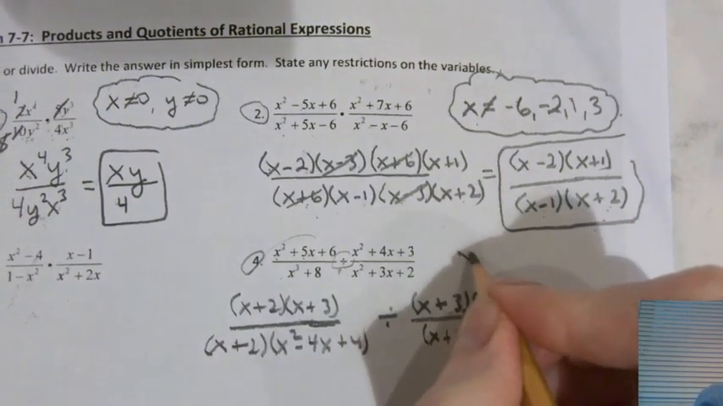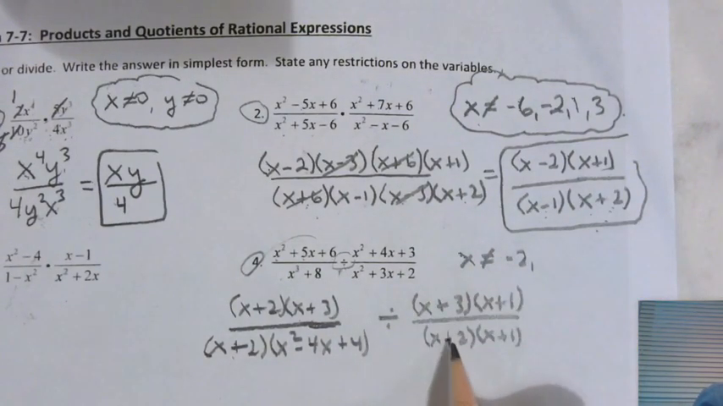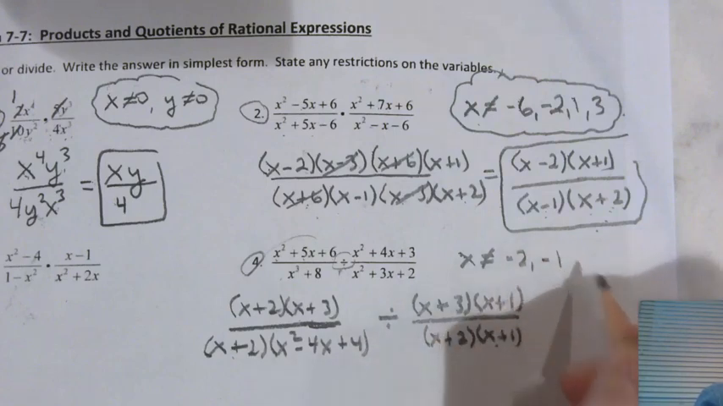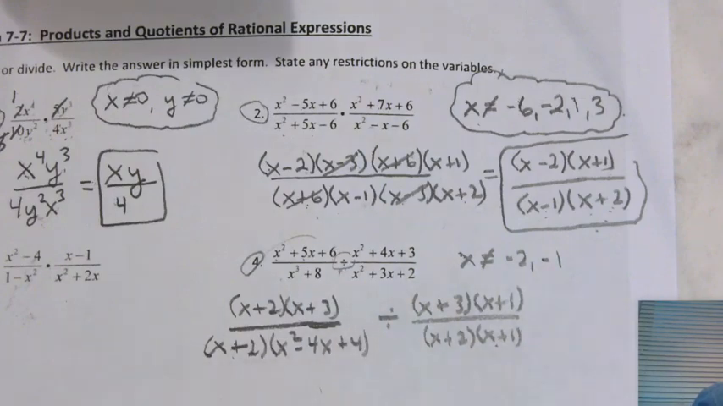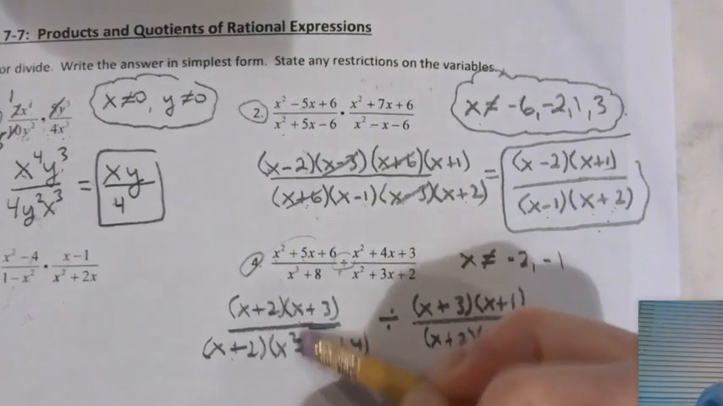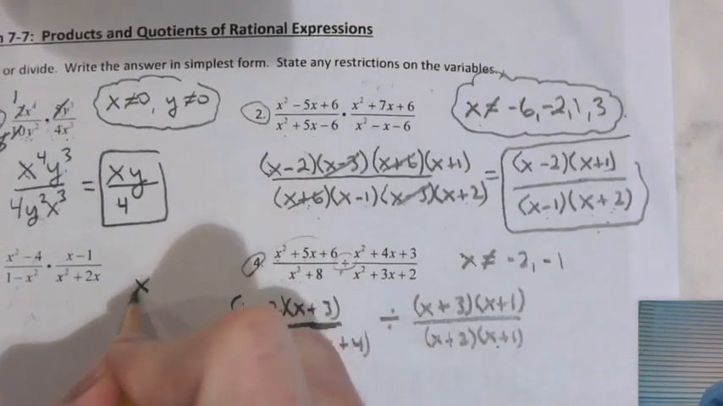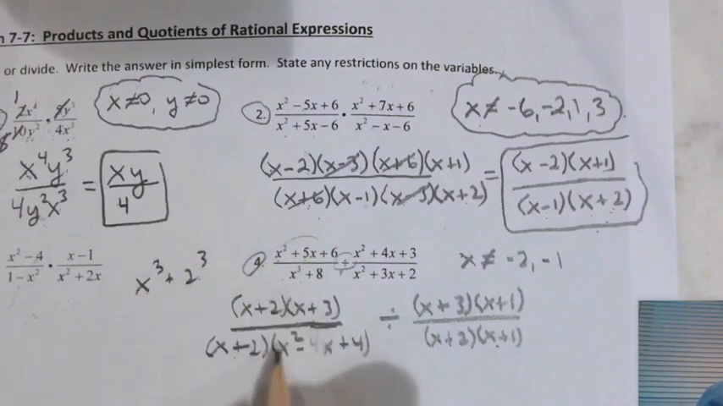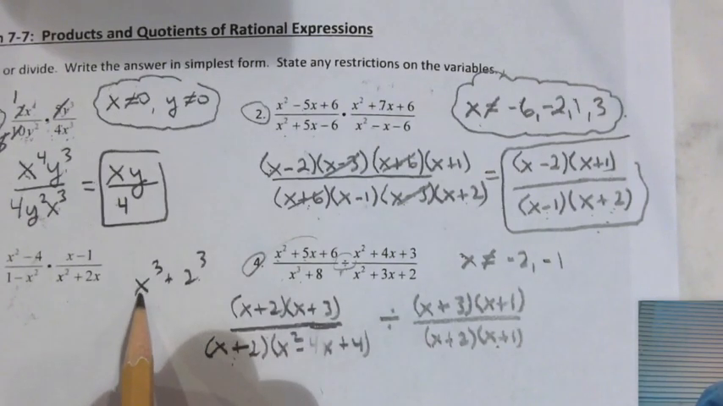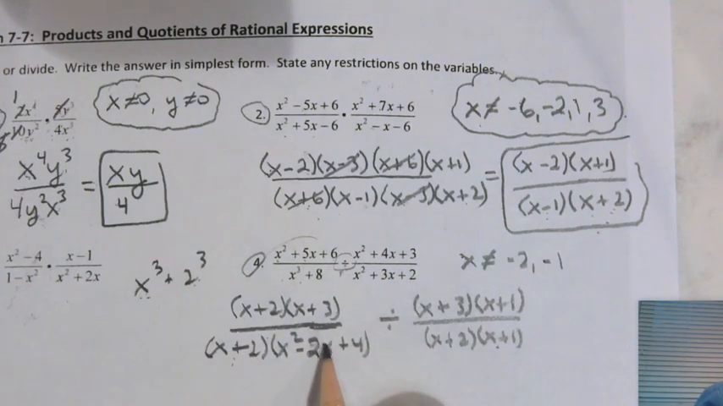So let's figure out our restrictions. X cannot be negative 2, negative 2 again, negative 1, and I believe I did that wrong. Sorry about that. That should be, when we factor the sum of two cubes, just as a quick reminder, that's x cubed plus 2 cubed. It's going to factor into x plus 2 times x squared, and then minus 2x, not 4x, and then plus 4. Okay.